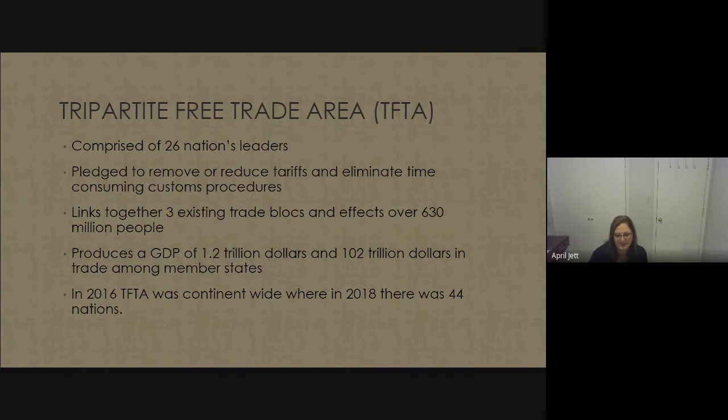In 2018, there were 44 nations who signed the TFTA Pact to establish free trade. Nigeria was not one of those states.